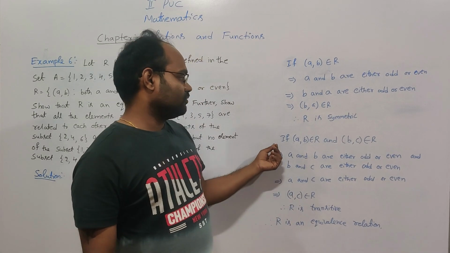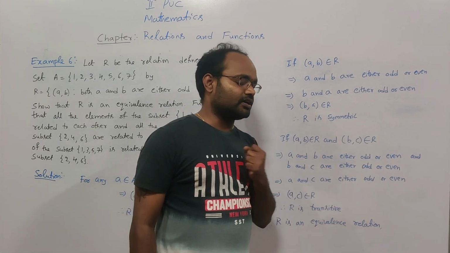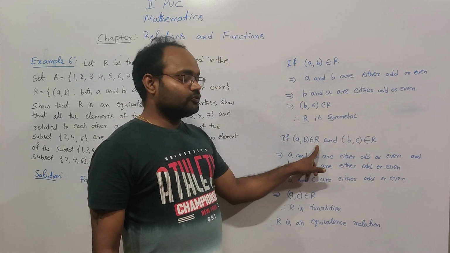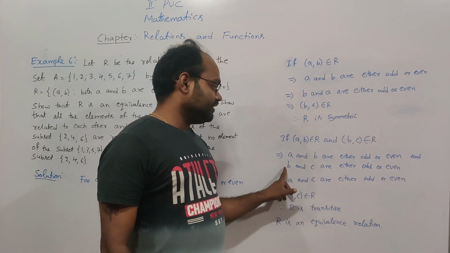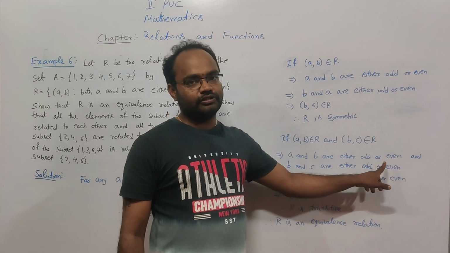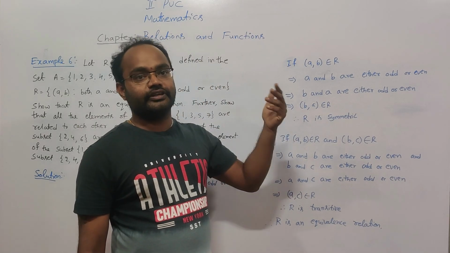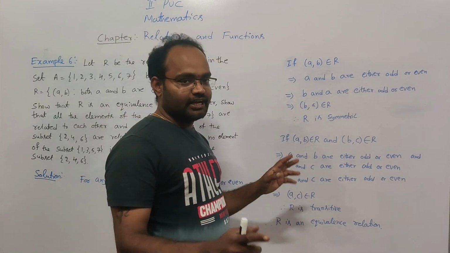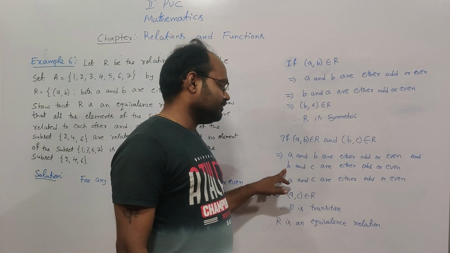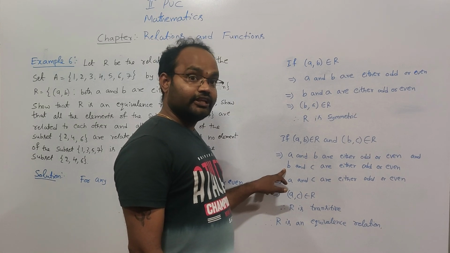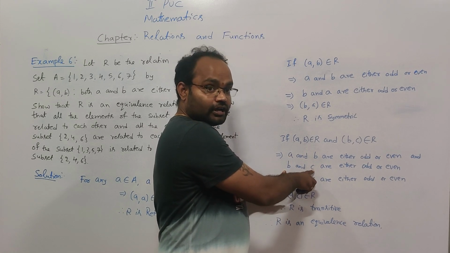Now, how do we prove transitive? We need two ordered pairs: (A, B) belongs to R and (B, C) belongs to R. (A, B) belonging to R means A and B are both even or both odd. Similarly, B and C are both even or both odd. Let us take A and B both even. Here B cannot be odd, so C must also be even.